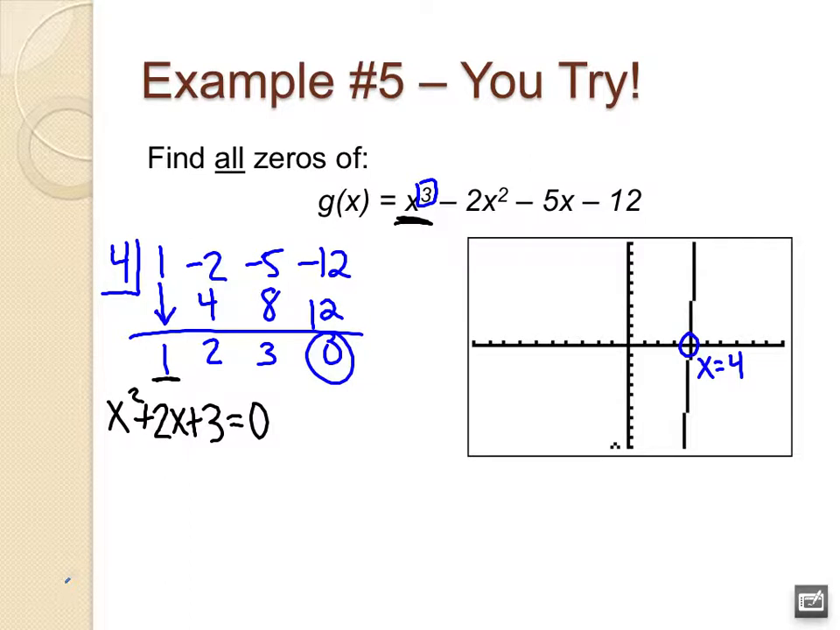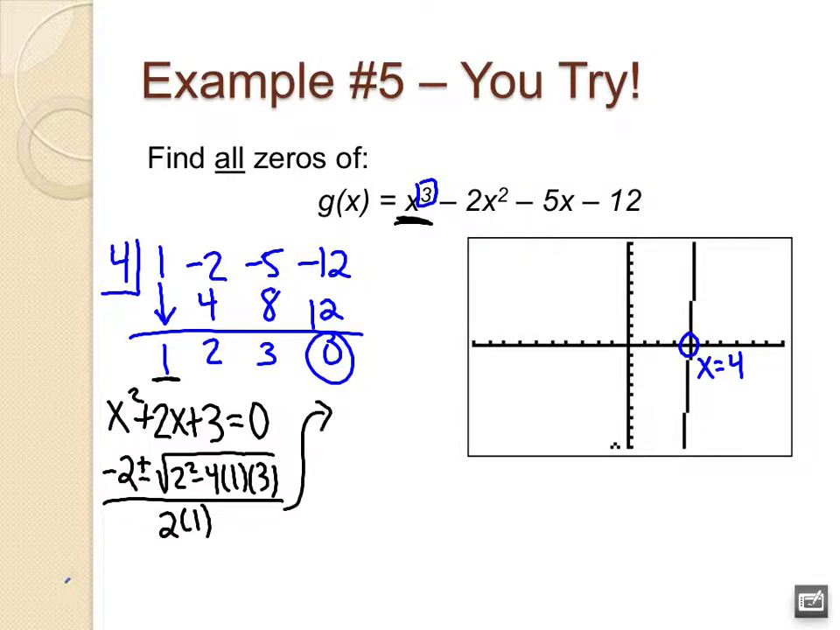Because these are imaginary, and because this does not factor, I'm going to use the quadratic formula. So I get the opposite of b plus or minus the square root of b squared minus 4ac all over 2a. So this simplifies to be negative 2 plus or minus the square root of negative 8 all over 2. Again, don't just start dividing by 2. You have to simplify the radical first. So the square root of negative 8 is the square root of negative 4 and the square root of 2.